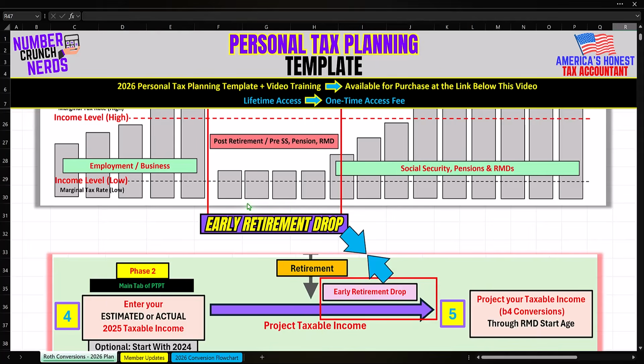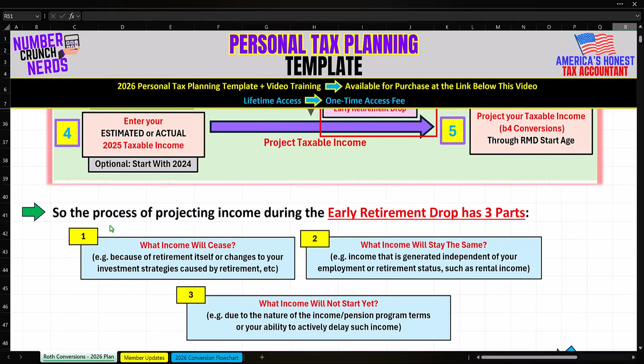So what I'd like you to recognize, if we compare the overall strategy chart, which is up here, to our 2026 Roth conversion timeline, which is down here, we are talking about the same early retirement drop, both in this section right here as well as this section down here. This is where the early retirement drop is located in the planning process that we're going through for Roth conversions for 2026. This is what the early retirement drop looks like from an income perspective if we're laying it out graphically. So the process of projecting income during the early retirement drop has 3 basic parts associated with it.